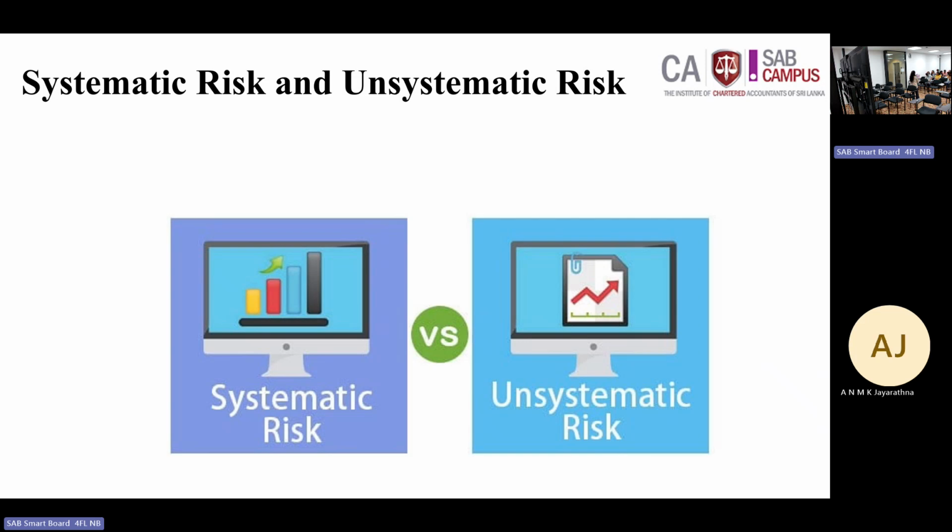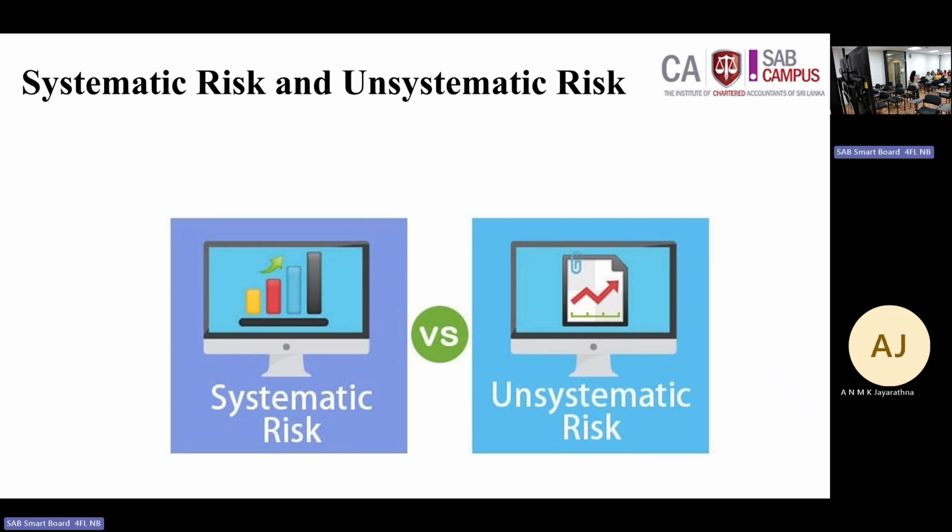So risk can be divided into two, where we call one a systematic risk and the other one the unsystematic risk. Right? So that is why, since there are different types of risk, even if we form a portfolio, you can't mitigate the portfolio risk to zero. So what are these two types of risk? Systematic versus unsystematic risk.